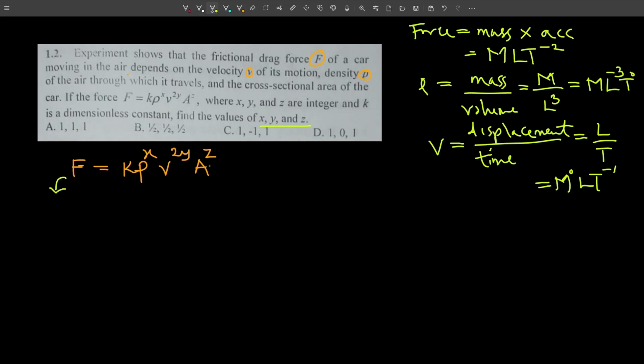The next quantity we have is area. So area is length times breadth. So its dimension will be L times L, because breadth is also length. So it's going to give me L raised to the power 2.